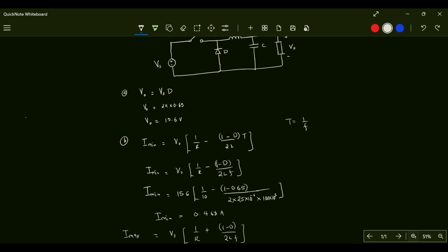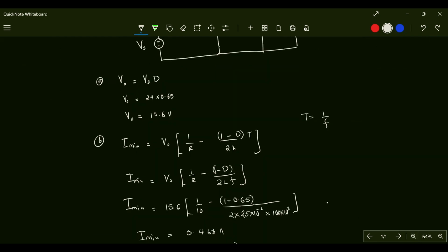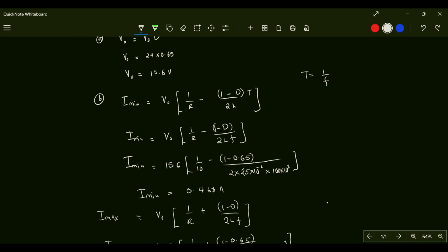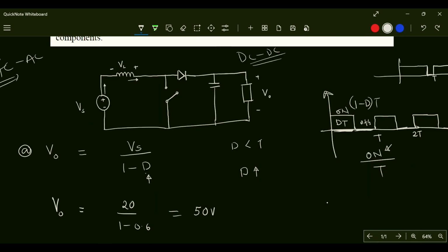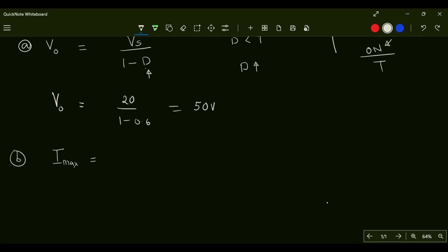So I max was calculated like this. This is the formula that we used for I max and I min: 1 over R plus (1 minus D) over 2LF, times the output voltage. This is for the buck converter. Now, let's look at the boost converter. The formulas are different, so we're going to have a different formula for this.